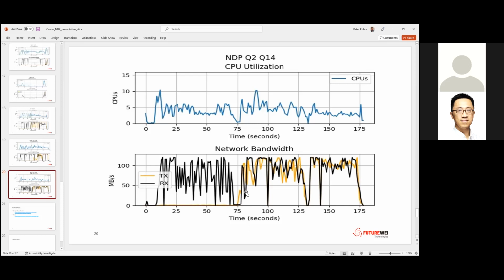And you can see that in the first 75 seconds of the combined run, the network is not fully saturated, because the first 75 seconds is where Q14 is running in parallel with Q2. And Q14 doesn't need network and doesn't need CPU. So all those resources of the cluster are available for the Q2 test, which is running in parallel.